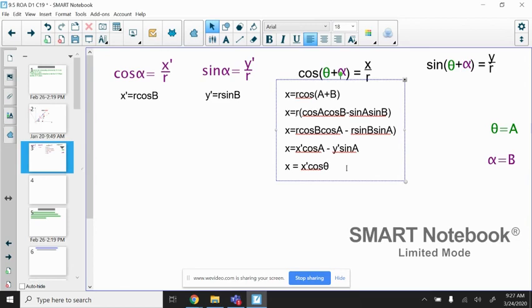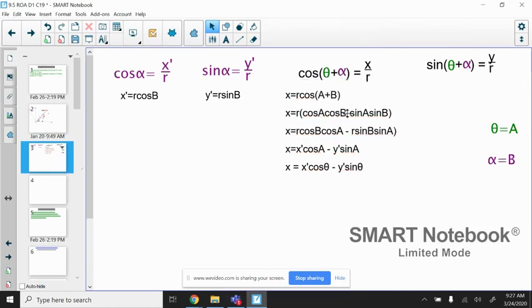Hit done. Minus y prime times the sine of, once again, angle A is theta. So let's replace it with a theta. Now I'm just going to copy and paste. Thank goodness for memorizing those commands on my keyboard. And okay, and I'm done.